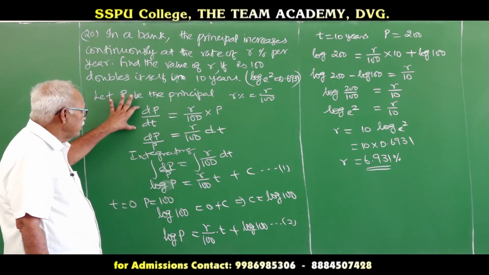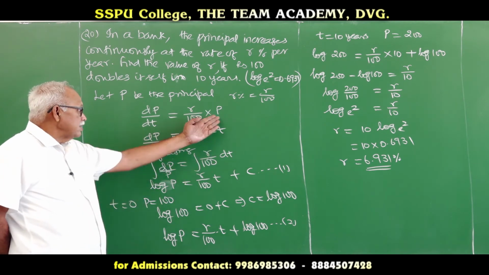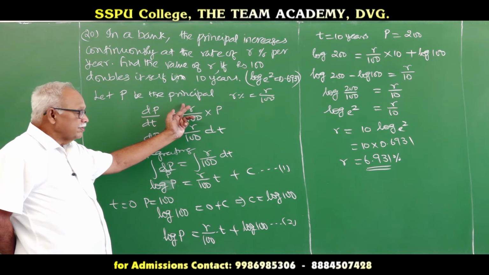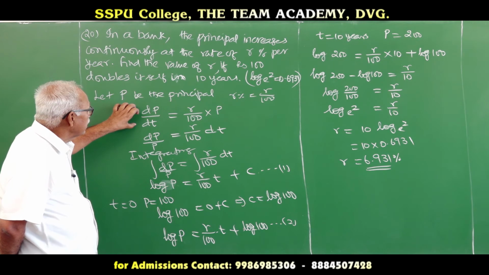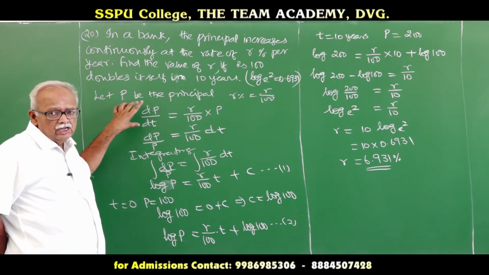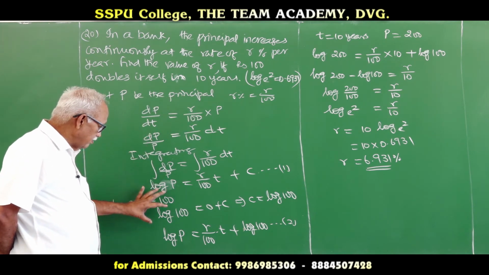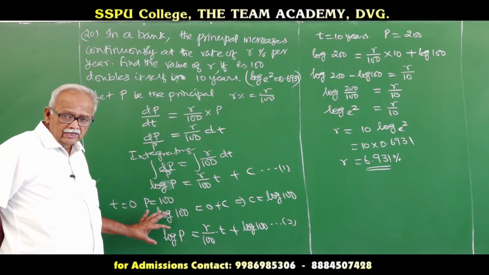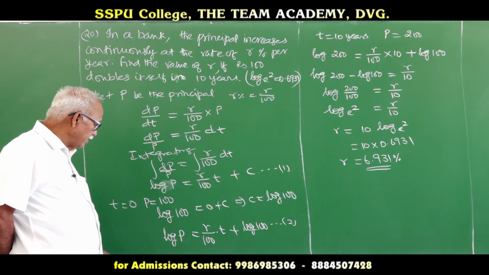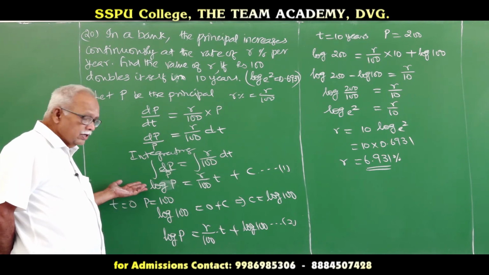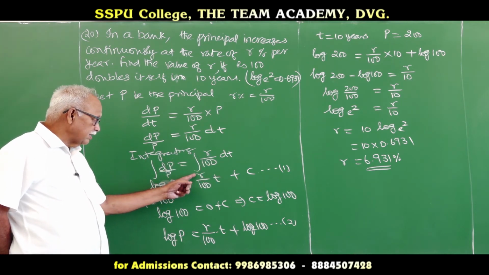Now understand this, dp by dt is equal to r by 100 into p, it increases. So every year it will increase, p is there, r is the rate of interest. So dp continuously at the rate of r percentage. The equation is dp by dt is equal to r by 100 into p. Then solving the differential equation is very easy. You have integral of dp by p, integral of r by 100 dt. So we get the general solution, log p is equal to r by 100 t plus c. Here two constants are there, r and c.